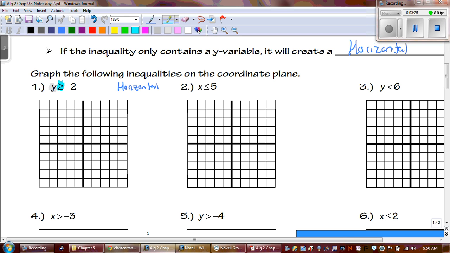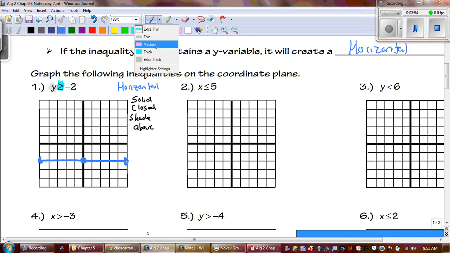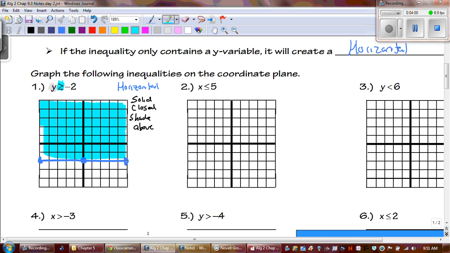So what that means is it's going to be a solid line. It's going to be closed points. And if it's greater than, we need to shade above. So all of that's still the same, okay? So at -2, I have a closed point, and since it's a horizontal line, I can just go straight across. All right, and it said to shade above, so above that line, it would look like that.